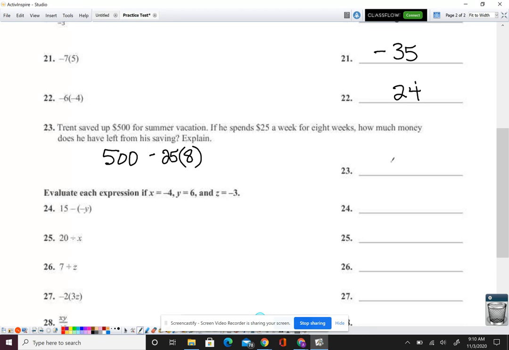There's no work to be shown there, Mrs. Reed. I just did it in my head. Well, yeah, so did I. But I also showed what I was thinking in my head.